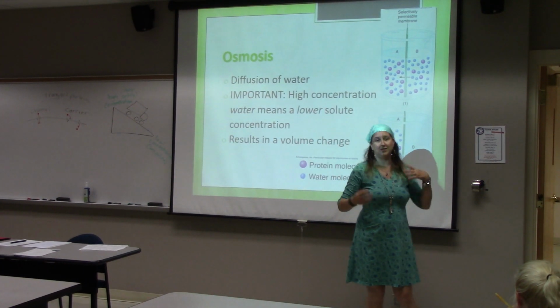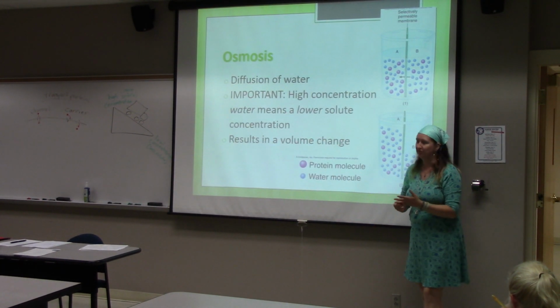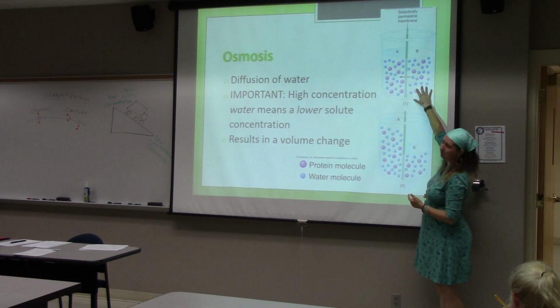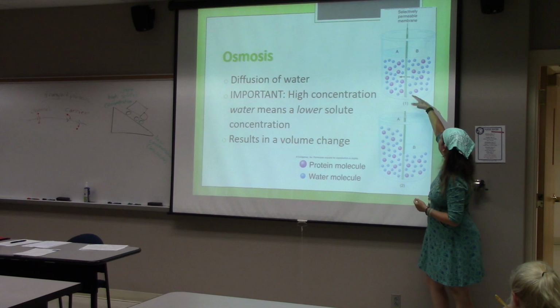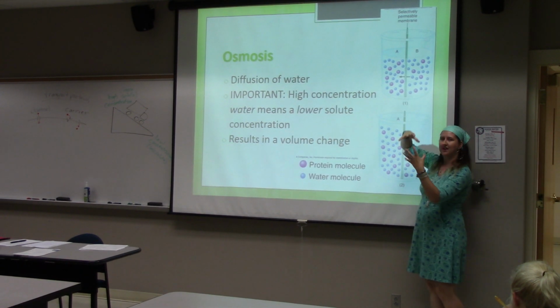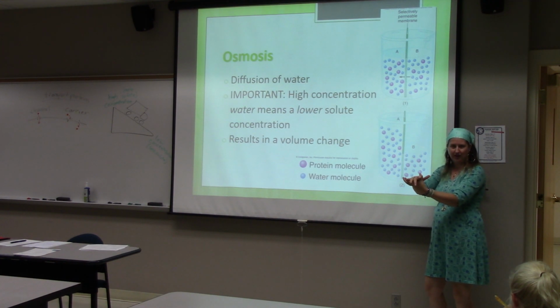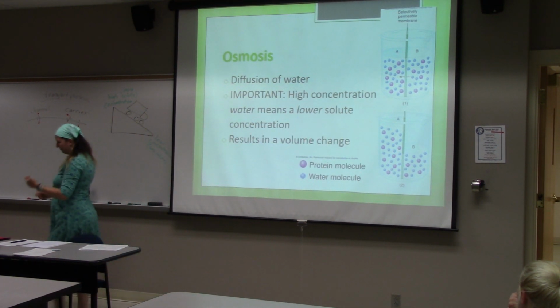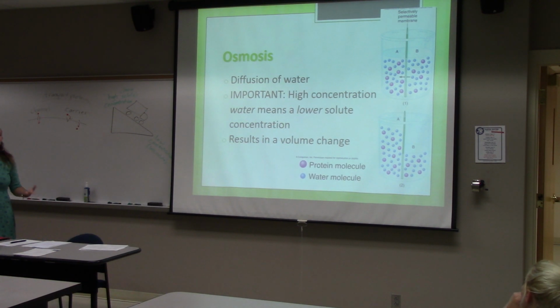But water determines the volume of the solution. So if it moves from, here's side B that has only 4 of these solutes to side A that has 8 of them, side A grows and side B shrinks. So osmosis in the body can change the shape of cells. If they take in water, they swell up. If they lose water, they shrivel.